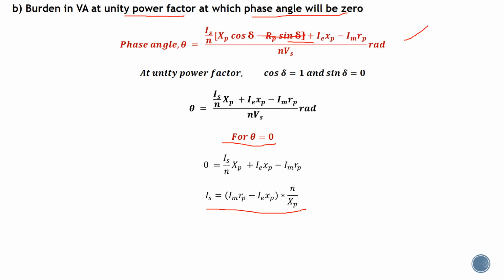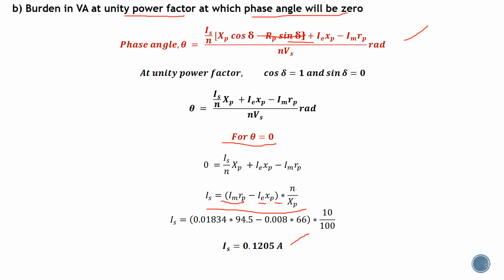Im is your magnetizing component, Rp is your primary resistance value, IE is the core loss component, xp is the reactance of the primary, N is the turn ratio, and capital Xp is the total equivalent reactance. Therefore, the Is value so obtained is 0.1205 ampere.